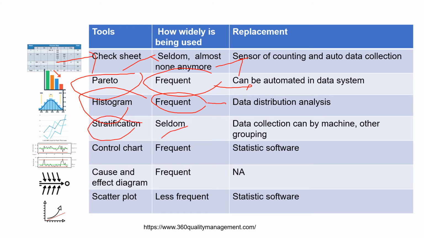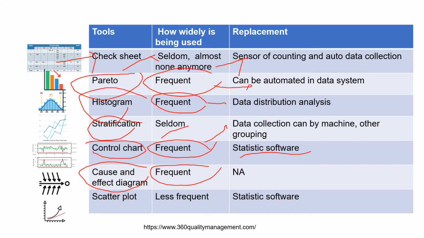Stratification is something that is seldom used as we can collect data by machine or by other groupings which make sense. The control chart is also very widely used today, and it could be plotted using statistical software. The cause and effect diagram is one of the most frequently used tools, and the scatter plot is less frequent, and it could be replaced with statistical software.